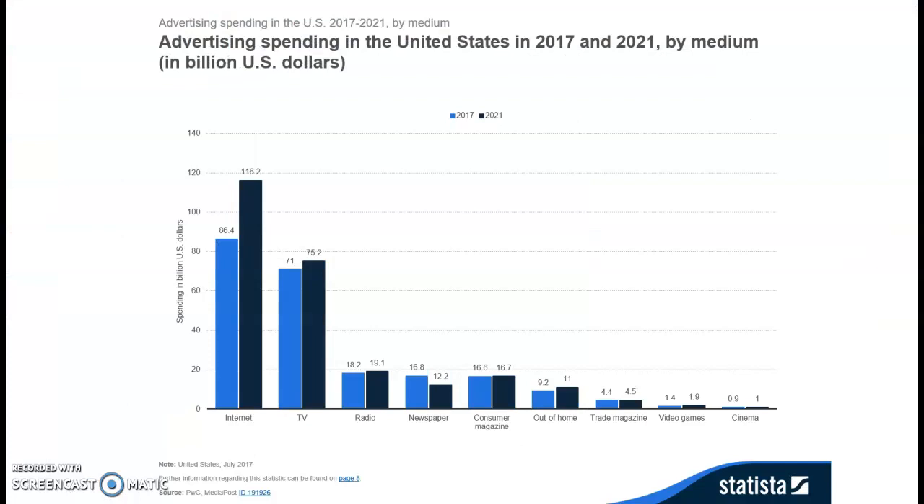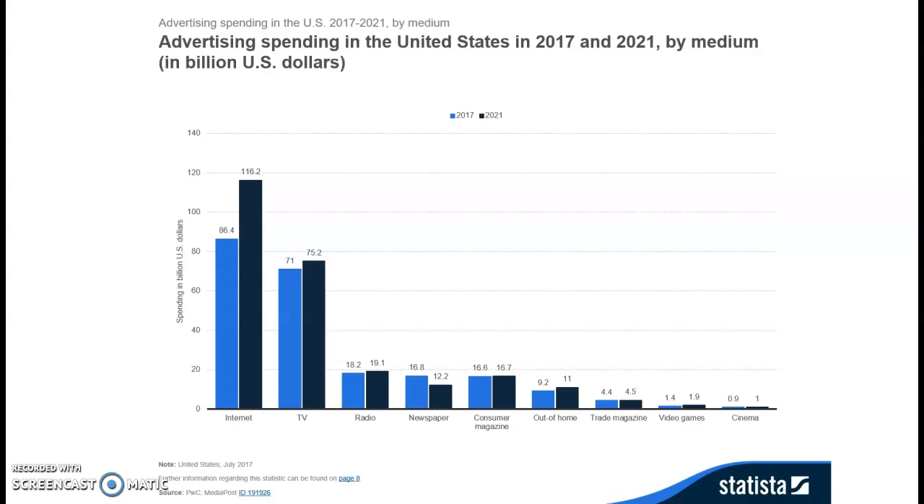Now this is spending by medium in the U.S. We're back to U.S. only now. We're not looking at total spending, but we're looking at spending by media type. And we've got the 2017 numbers in blue, and then a projection for 2021 is the darker bar on the right. And this is in billions of dollars.